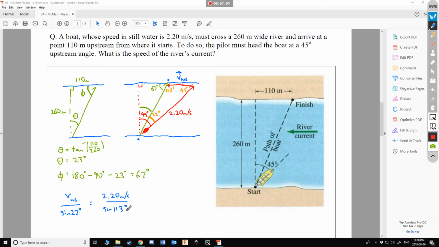So now we can solve for V water relative to the shore. We take 2.2 divided by sine 113 multiplied by sine 22. We end up with the velocity of the water relative to the shore. That is going to be 0.90 meters per second. And we can write down left, or you can think of it as west. We just need a direction though because it's a vector. And that is our final answer.